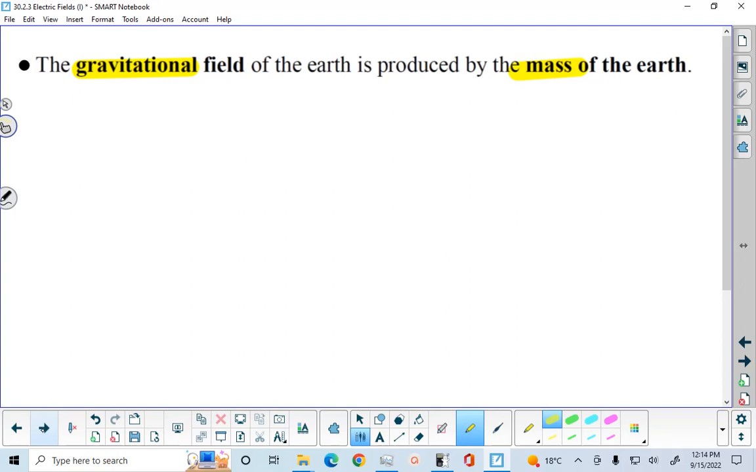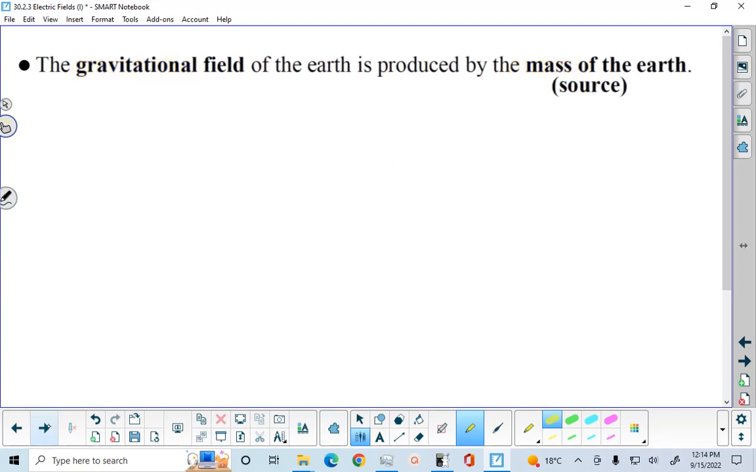I just misspoke. I said correctly that the thing that's responsible for gravity is mass, and then I said the thing that's responsible for electricity was force. That's not what I meant to say. The thing that's responsible for electricity is charge. So mass produces gravity, charge produces electricity.